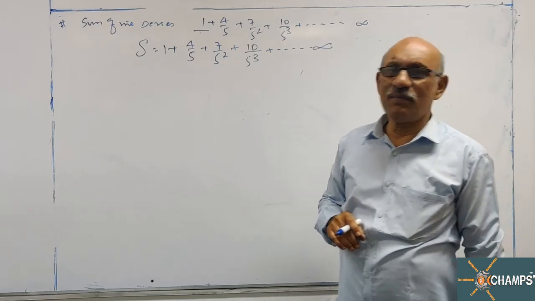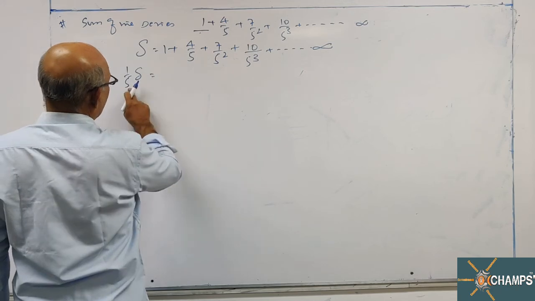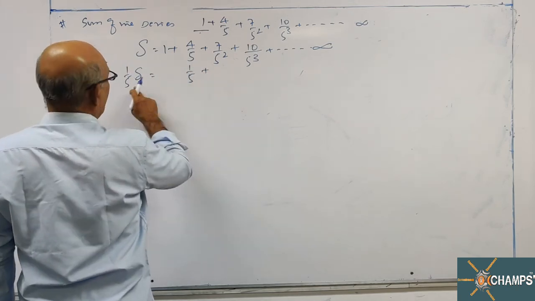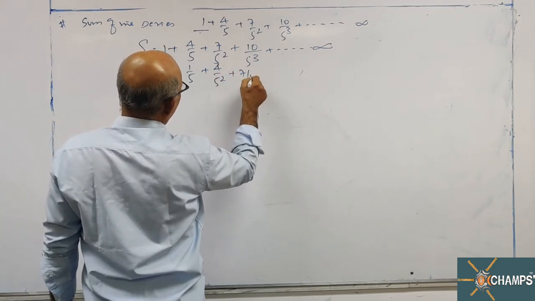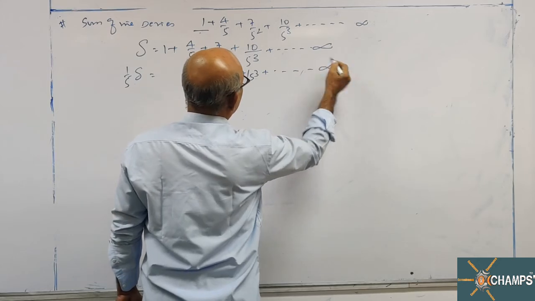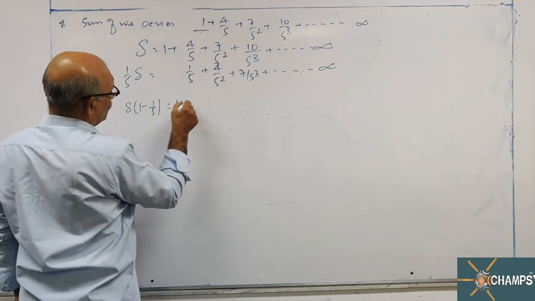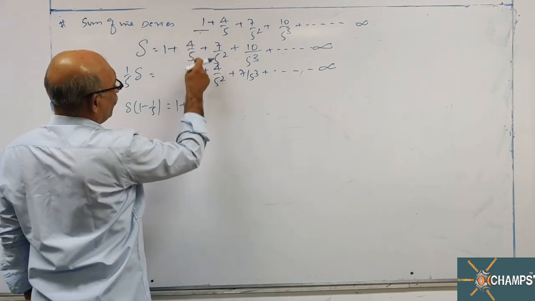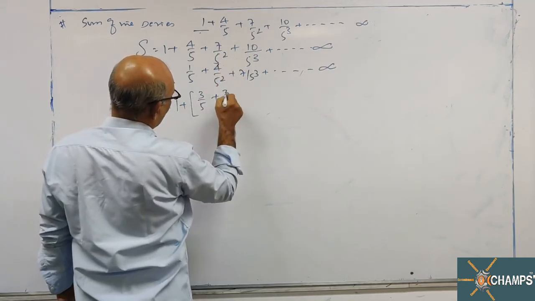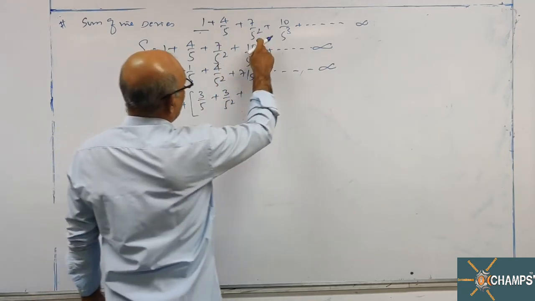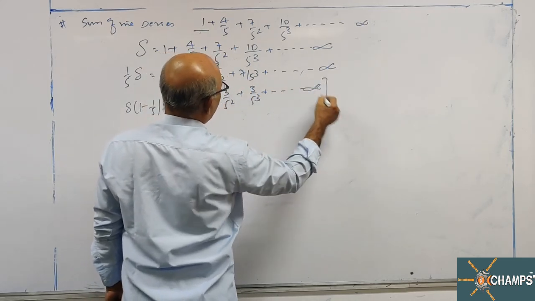Multiply both the sides with the common ratio, 1 by 5 into S. 1 into 1 by 5 is 1 by 5. 4 by 5 into 1 by 5 is 4 by 5 square, 7 by 5 cube, plus etc. to infinity. Subtract one from the other. This one I am writing as it is. 4 by 5 minus 1 by 5, 3 by 5. 7 minus 4, 3 by 5 square. 10 minus 7, 3 by 5 cube, plus etc. to infinity.